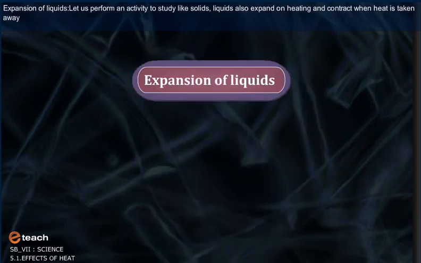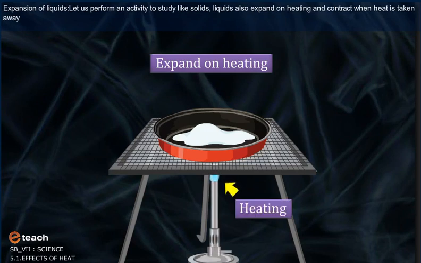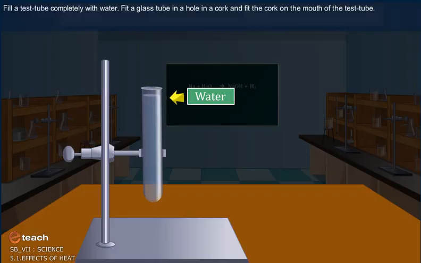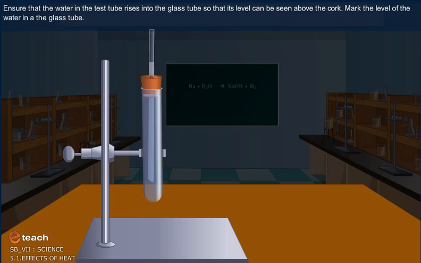Expansion of liquids. Students, let us perform an activity to study that, like solids, liquids also expand on heating and contract when heat is taken away. Fill a test tube completely with water. Fit a glass tube in a hole in a cork and fit the cork on the mouth of the test tube. Ensure that the water in the test tube rises in the glass tube so that its level can be seen above the cork. Mark the level of the water in the glass tube.